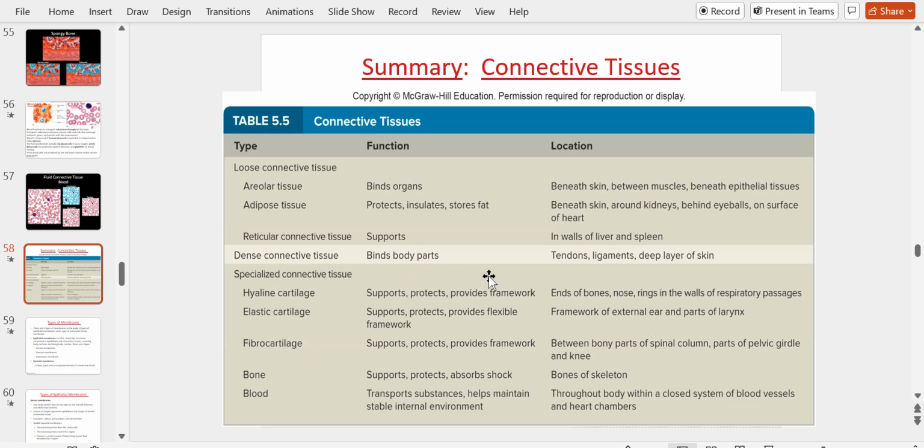Nice little summary here of all the different kinds of connective tissue. Know those absolutely, especially your three different kinds of cartilage: hyaline, elastic, and fibro.